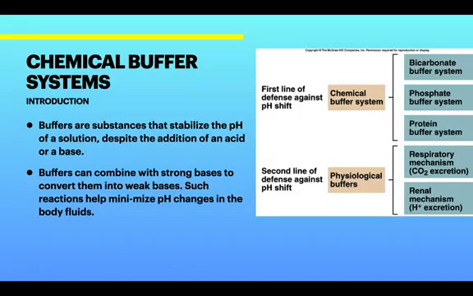Chemical buffer systems. Buffers are substances that stabilize the pH of a solution despite the addition of an acid or a base. Buffers can combine with strong bases to convert them into weak bases. Such reactions help minimize pH changes in the body fluids.